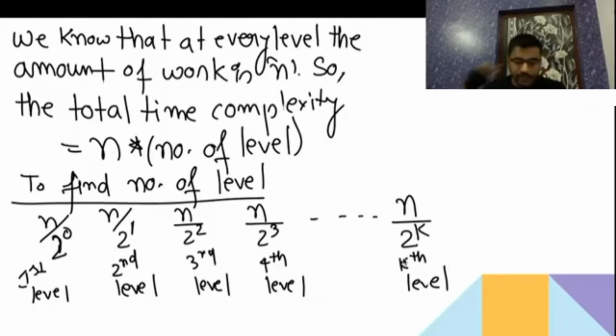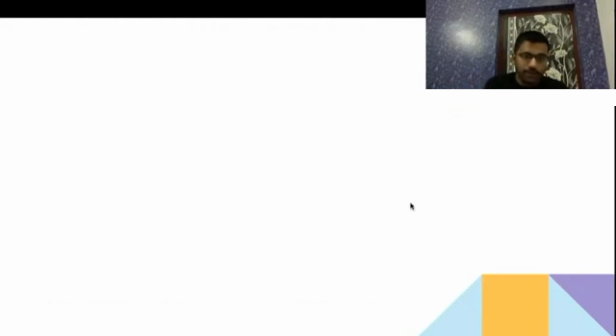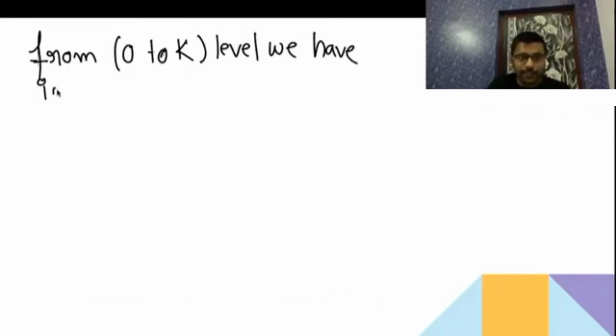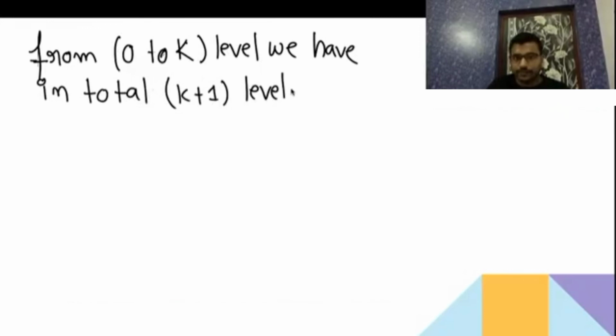If you are done with the writing, please let me know. So it is going from 0, 1, 2, 3 till k. So write from 0 to k levels. From 0 to k, how many levels do we have? In total we have k plus 1 levels.